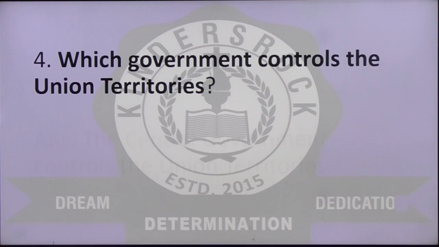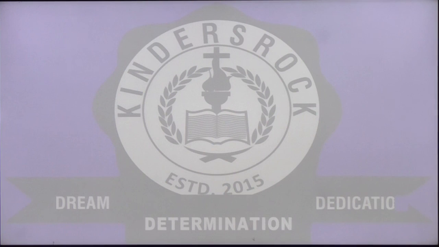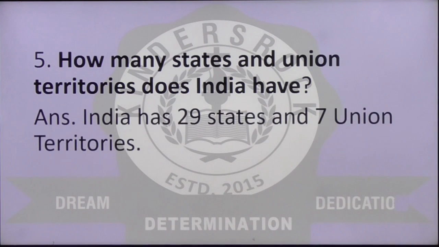The central government controls the union territories. Okay. How many states and union territories does India have? Tell me, how many states do we have? India has 29 states and 7 union territories.